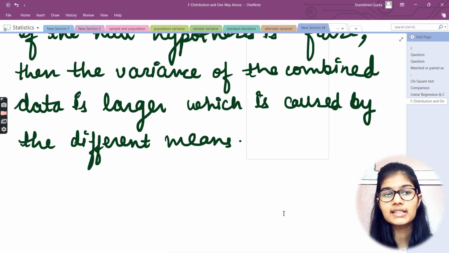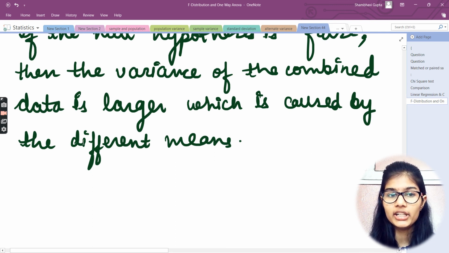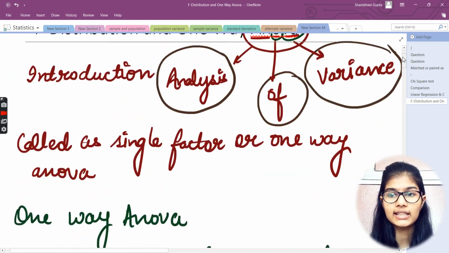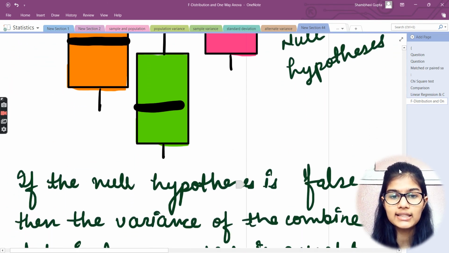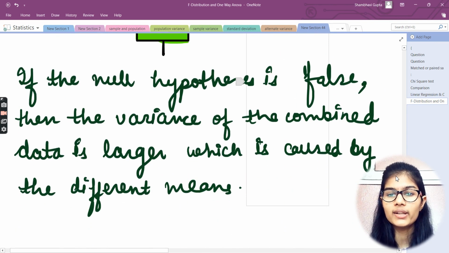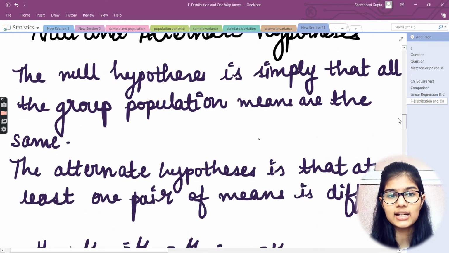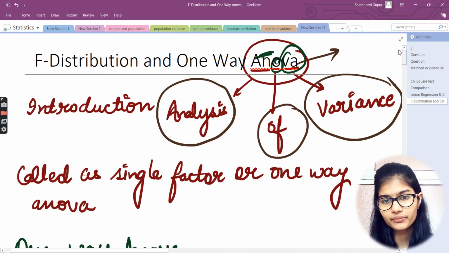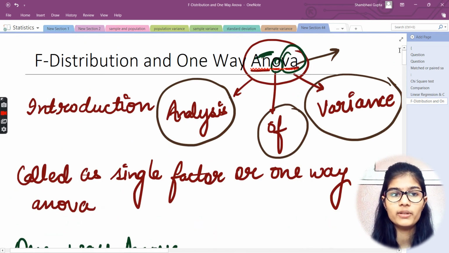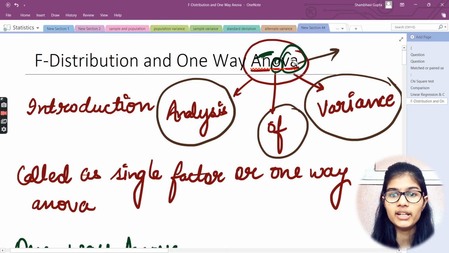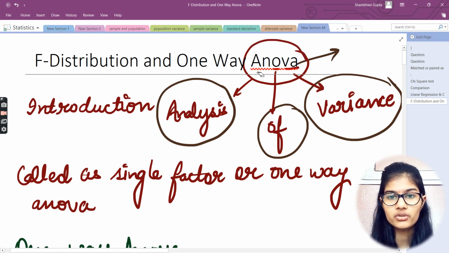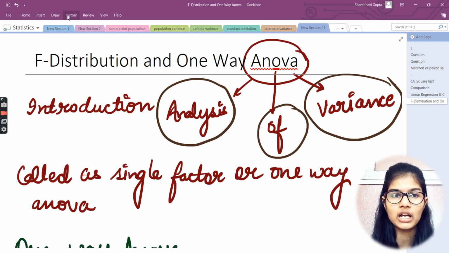Right, so I hope I am very clear with this null and alternate hypothesis, what these are known as, and when the conditions are true and when they are false. This was one of the important topics in ANOVA, which we have already covered.